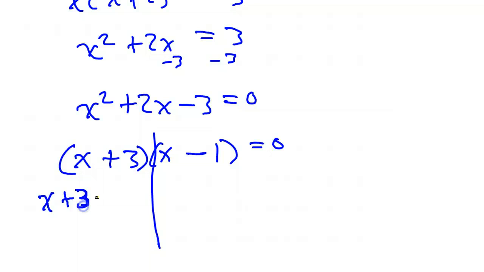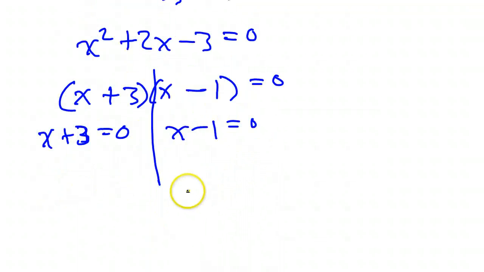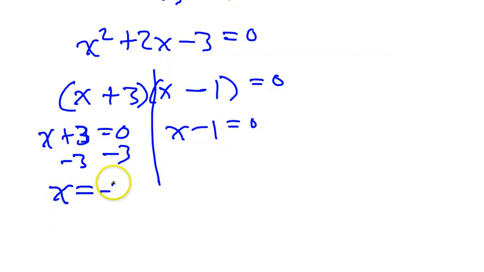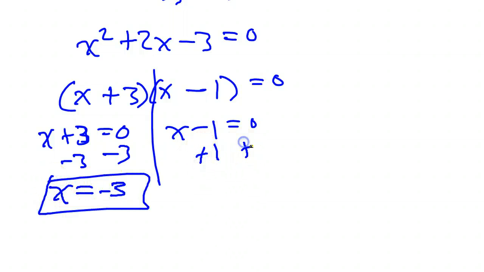So x plus 3 equals 0, and x minus 1 equals 0. So this will give me x equals -3. And x equals 1.